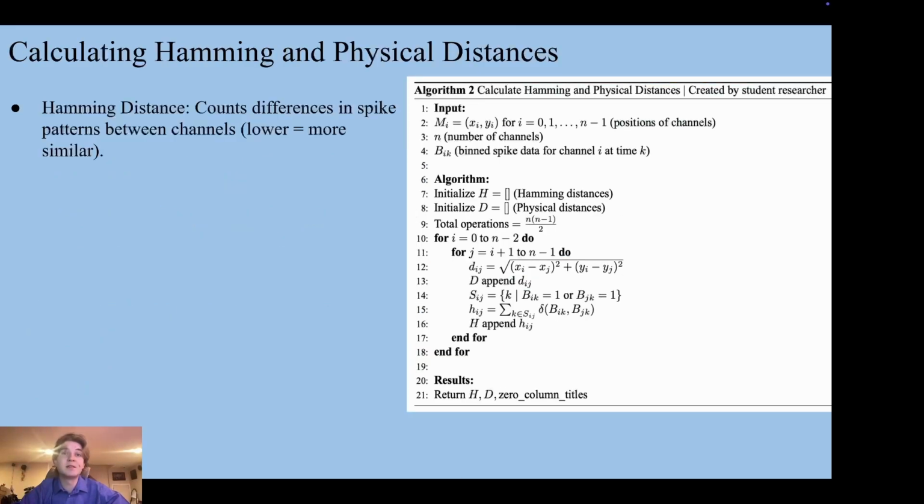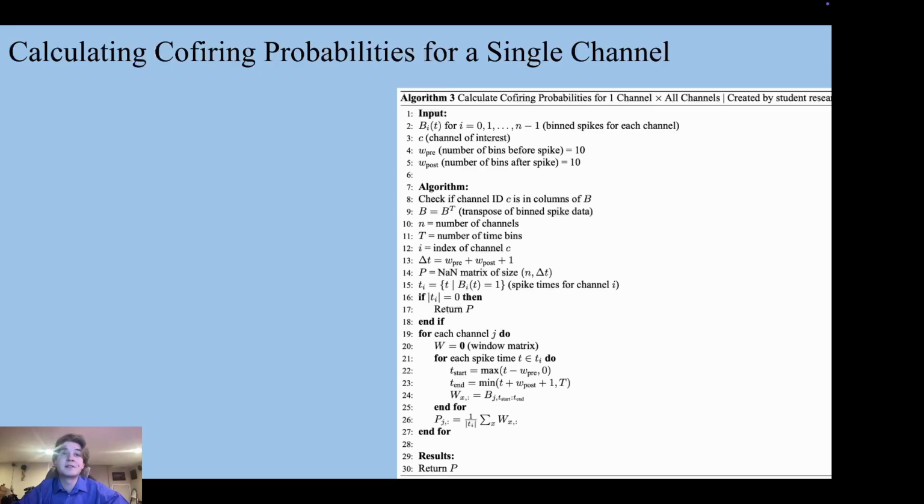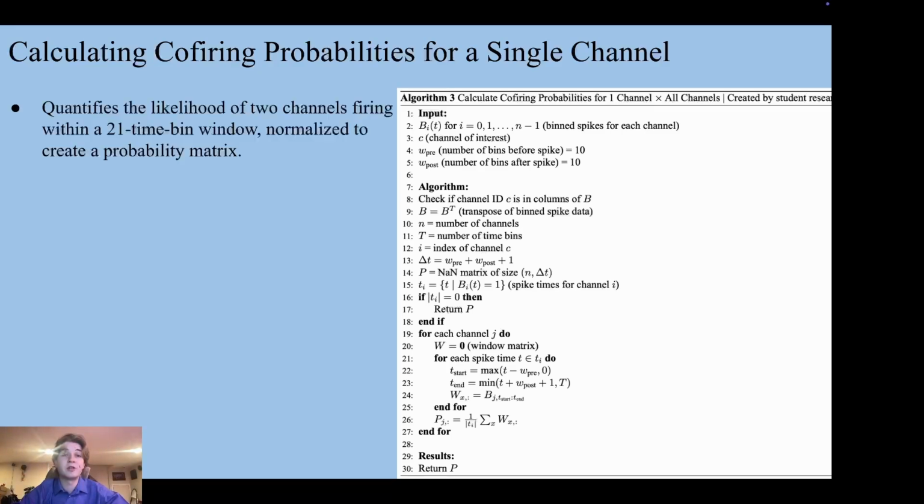The Hamming distance is calculated to quantify the difference in spike patterns between channels. Then, the physical Euclidean distance is calculated between each channel, measuring how far apart they are. On the left, the Hamming distance values are shown on the x-axis, and the frequency is shown on the y-axis. On the right graph, the physical distances are plotted on the x-axis, and the Hamming distances are plotted on the y-axis.